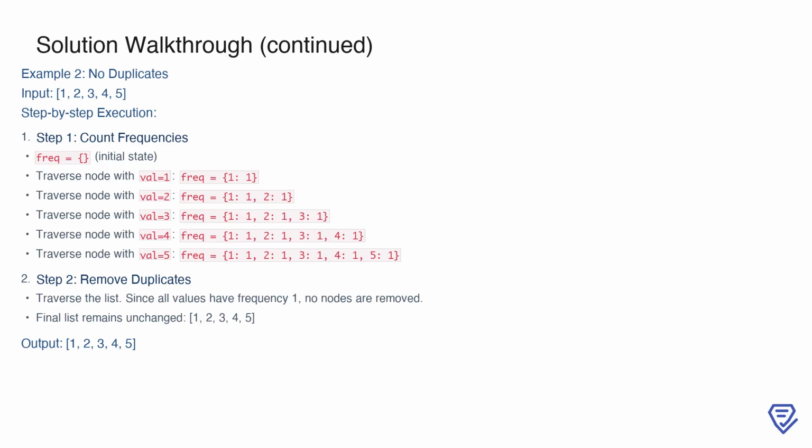When we traverse the list to remove duplicates, we find that all nodes have a frequency of 1, so no nodes are removed, and previous simply moves along the list. The final output remains the same as the input, 1, 2, 3, 4, 5.